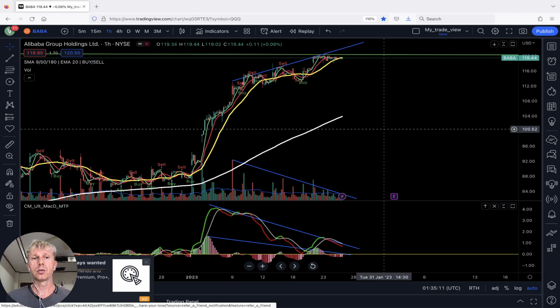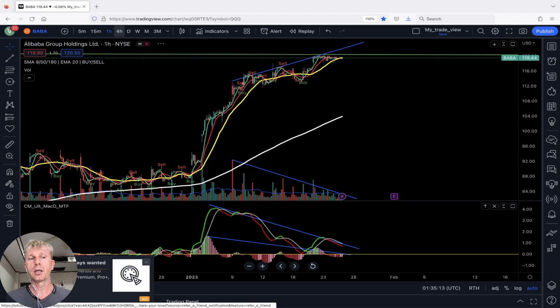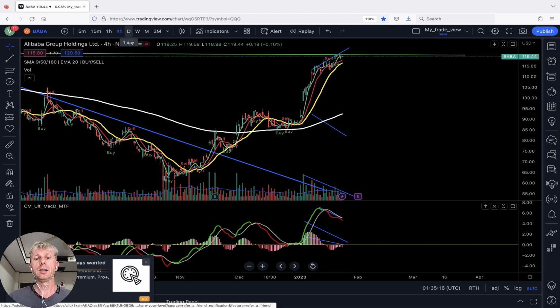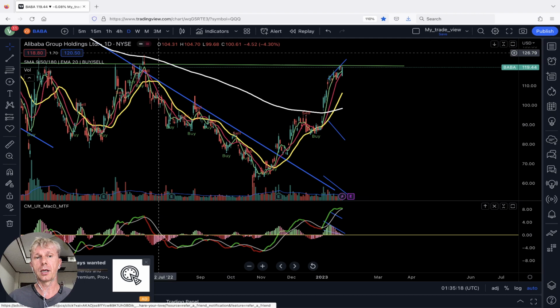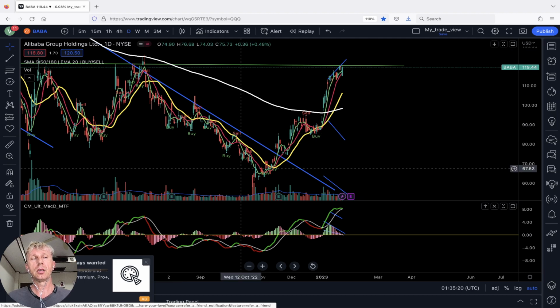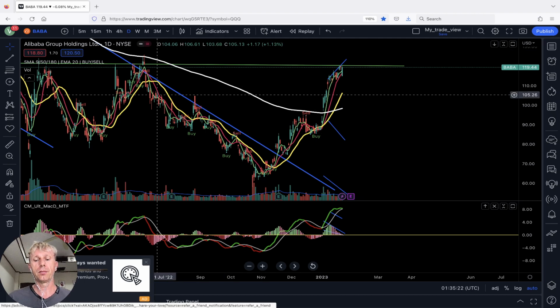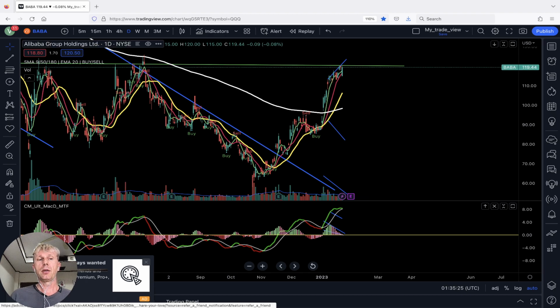On 1 hour, it wants to have a correction. On 4 hours, it wants to have a correction also. On daily, it's still kind of bullish, but it's ready for a correction also. Be patient. It will correct. It will do a correction. Let me do a summary.